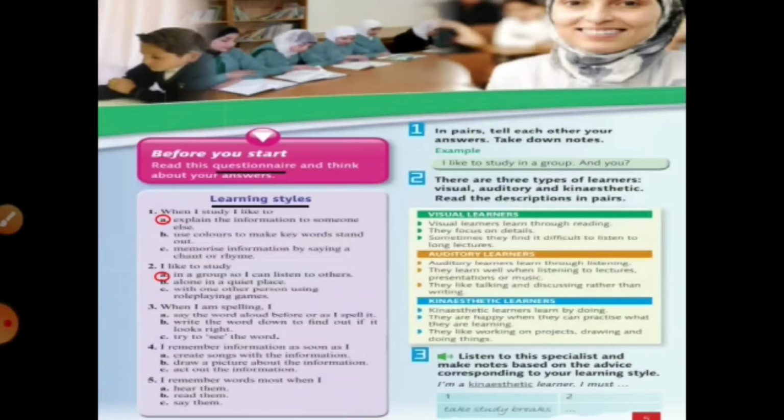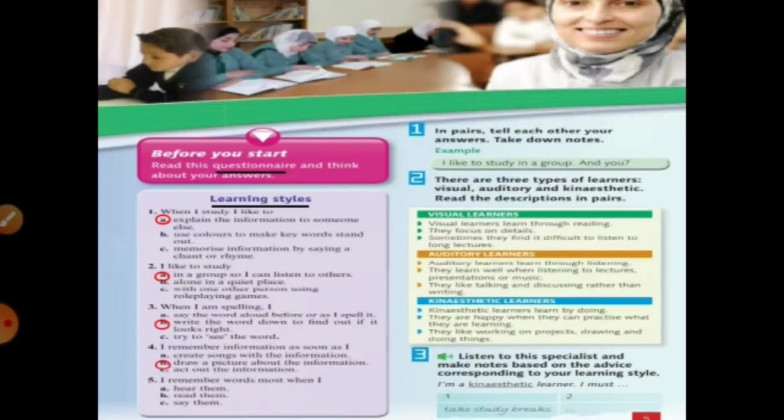3. When I'm spelling لما تتهجي, I say the word, write the word, or see the word. For me, I'm going to choose number B, write the word. Okay. Down to find out if it looks right. إذا بعتمد بدراستي على writing على الكتابة. 4. I remember information as soon as I create songs, draw a picture about the information, or act out the information. So I'm going to answer B اللي هو draw picture.